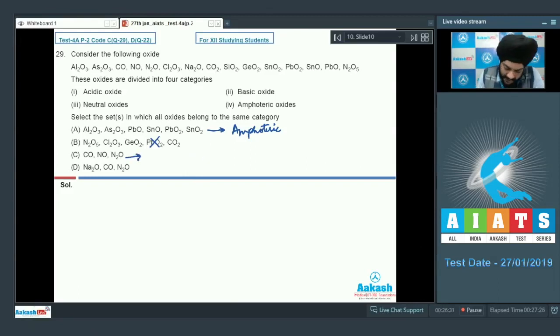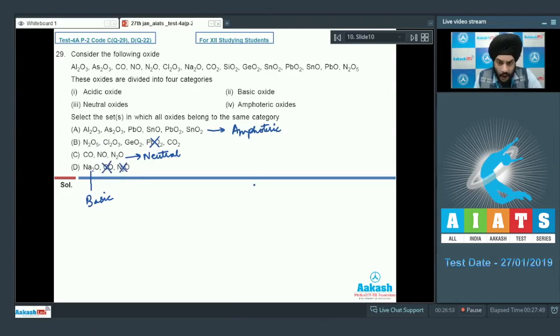and N2O. All of these are neutral oxides. So they also belong to the same category. And if you look at the last option now, Na2O is basic. CO and N2O are neutral. So they do not fit in the same category. So this option will also not be correct.